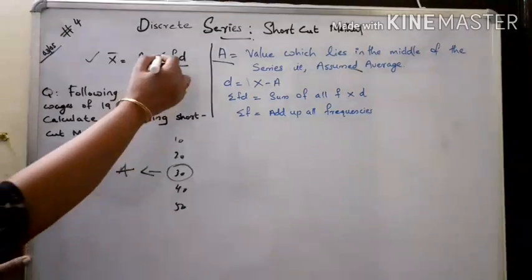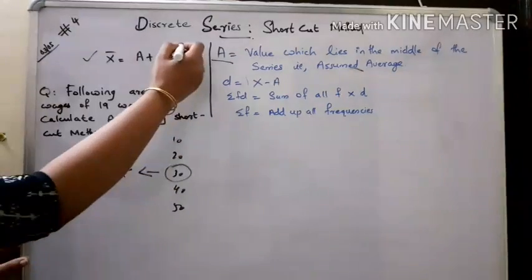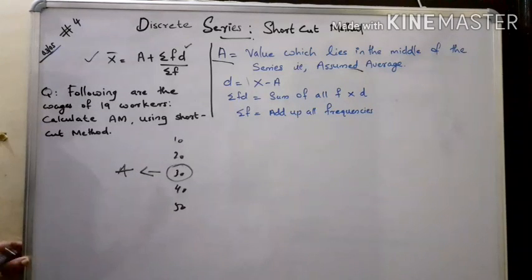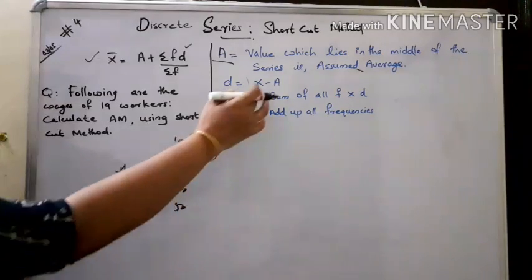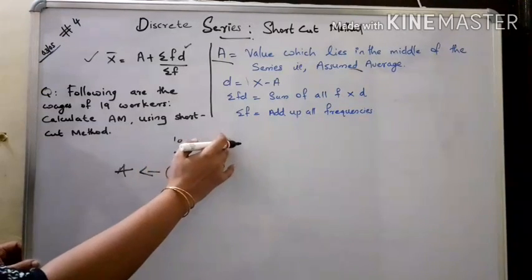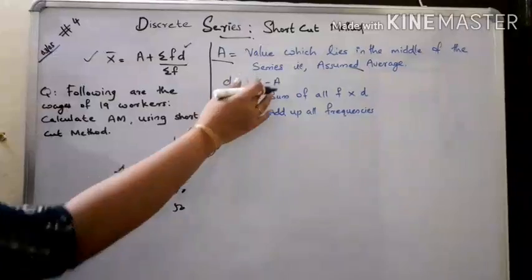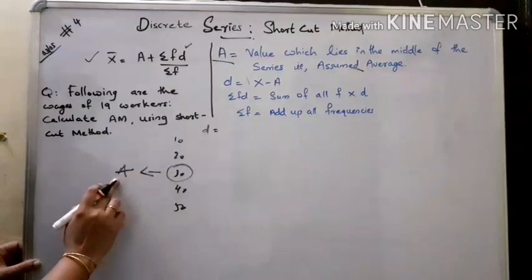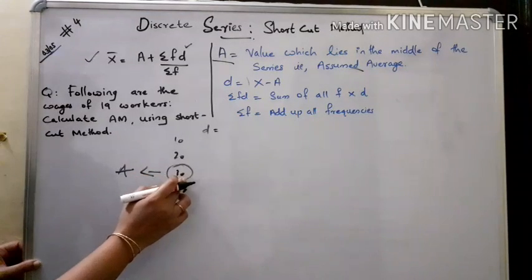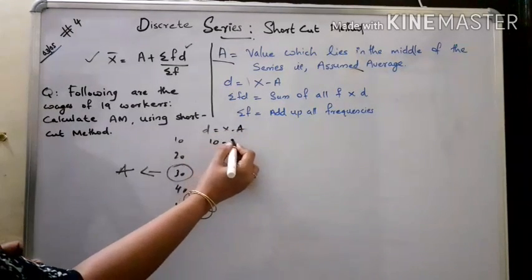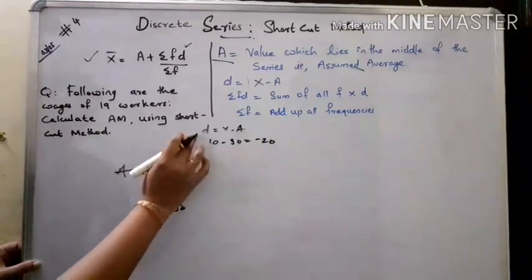Then next one is sigma fd. Before that, in the previous video I already discussed that D means deviation. D is equal to x minus a, that means variable or items minus assumed average. Here we took the assumed average as 30. So x minus a, that is 10 minus 30, that is minus 20, is D.